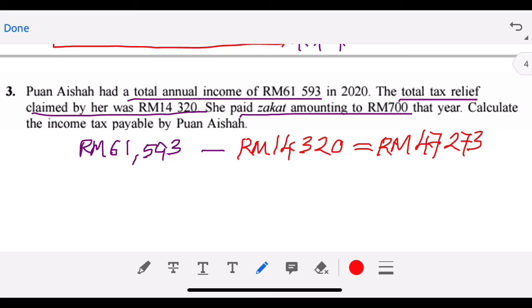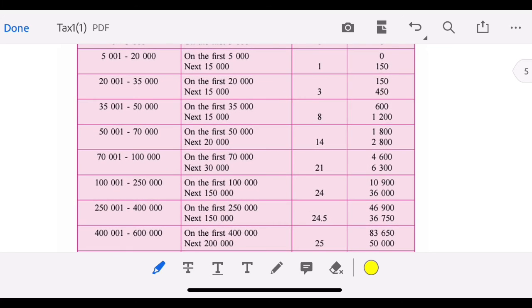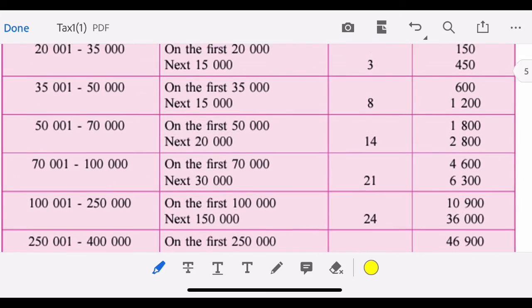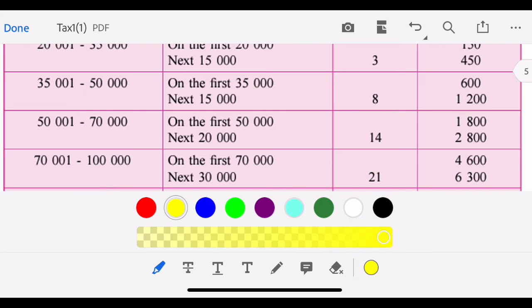Right, so based on this, we will refer to the table. Let's go to the table. We will find the range of the income, we have to find the suitable range. So for the suitable range, let's use a highlighter. We use a green highlighter to highlight.